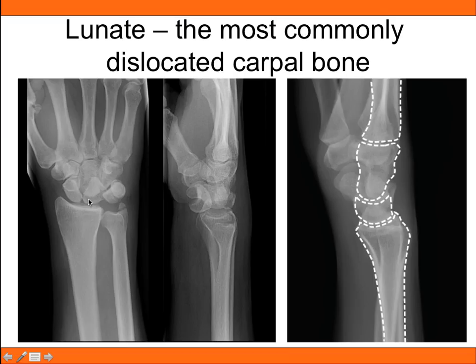On the PA view it's a little more difficult to detect, but you can still see it. Here's the lunate, and you can see that it's overlapping with the capitate here. The radiologists will call this the pi sign. I love that the radiologists have so many names after food. I just think it's wonderful.